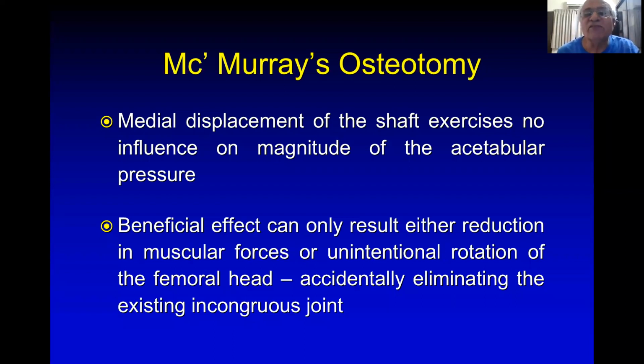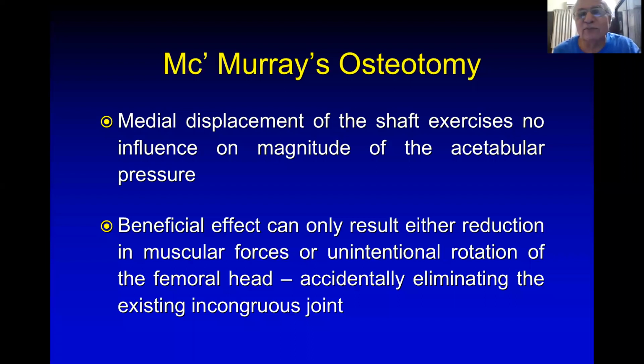But there is a beneficial effect, which can only result either by reduction of muscular force because the whole trochanter has gone up. So that's why the abductor mechanism gets relaxed. So the muscular forces on the hip get reduced. And that's the reason you get relief of the osteoarthritis. Or there is an unintentional rotation of the femoral head, you can't do it intentionally, accidentally eliminating the incongruous part.